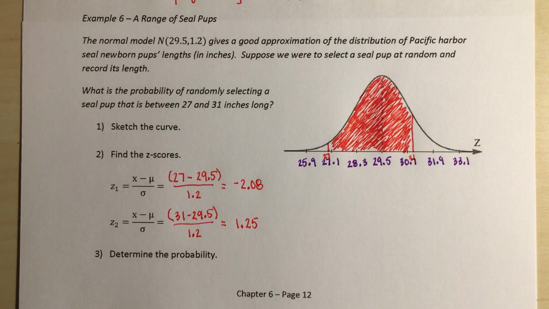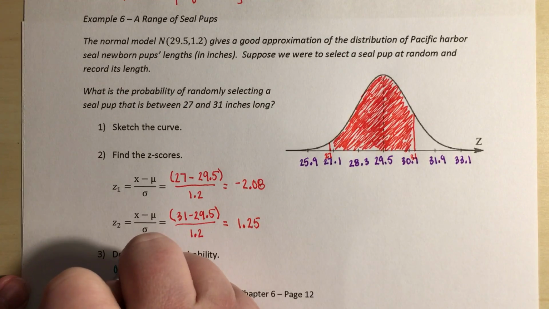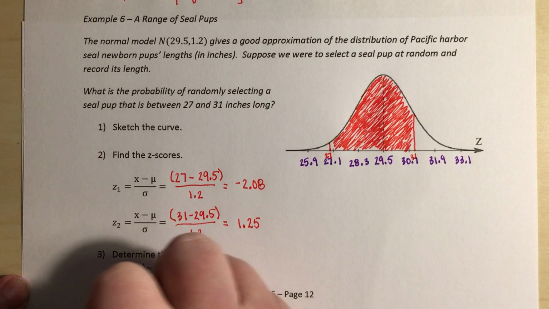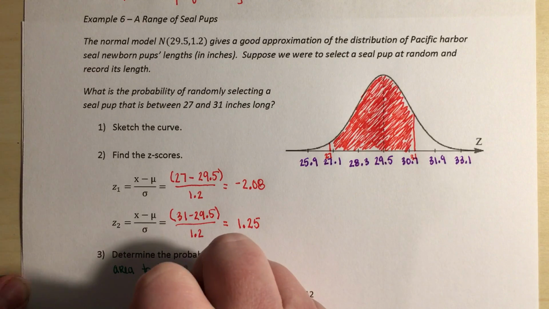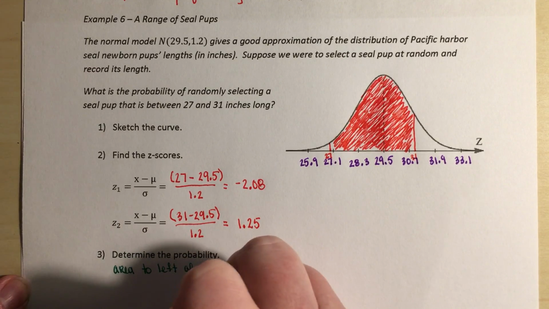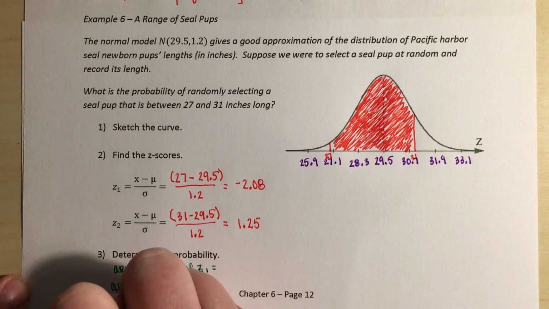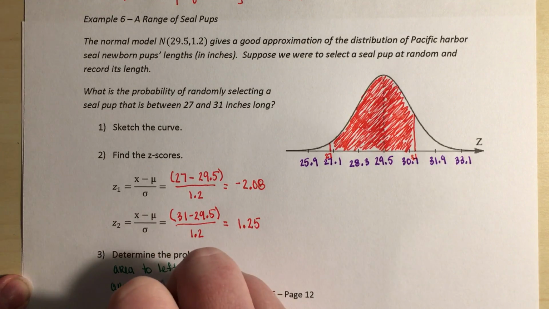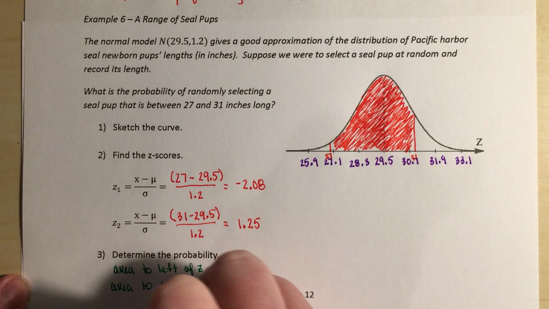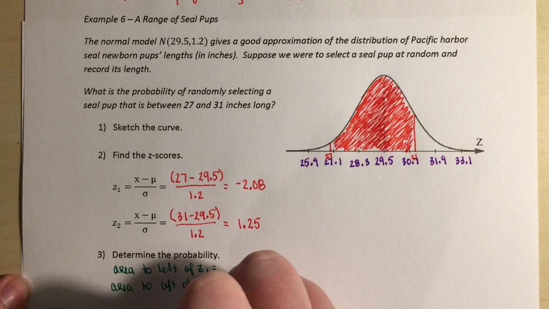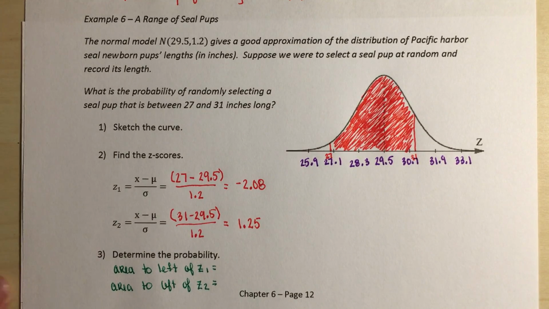We're doing a between, so we have to look up both of these numbers in our table. So we're going to find our area to the left of Z1, our area to the left of Z2. Again, you can notate this however is going to be easiest for you to keep track.